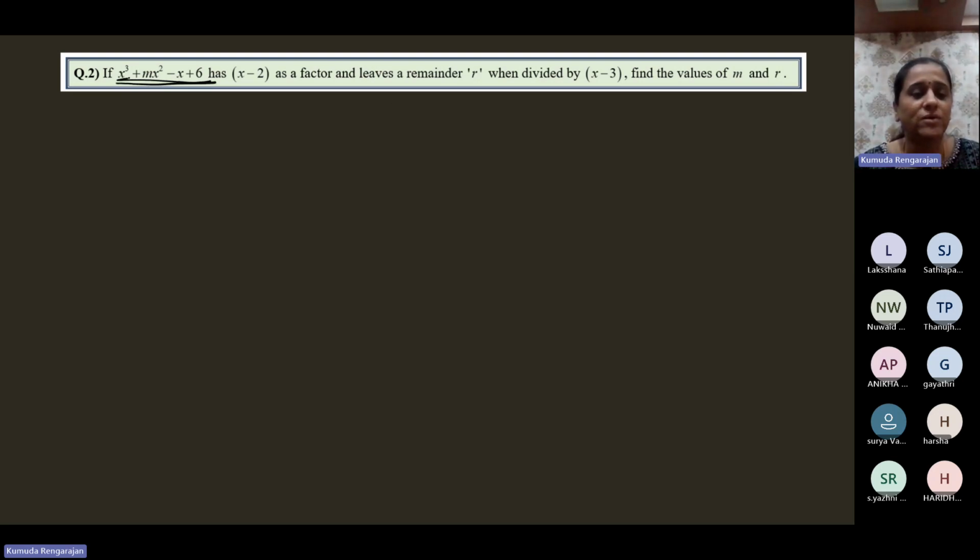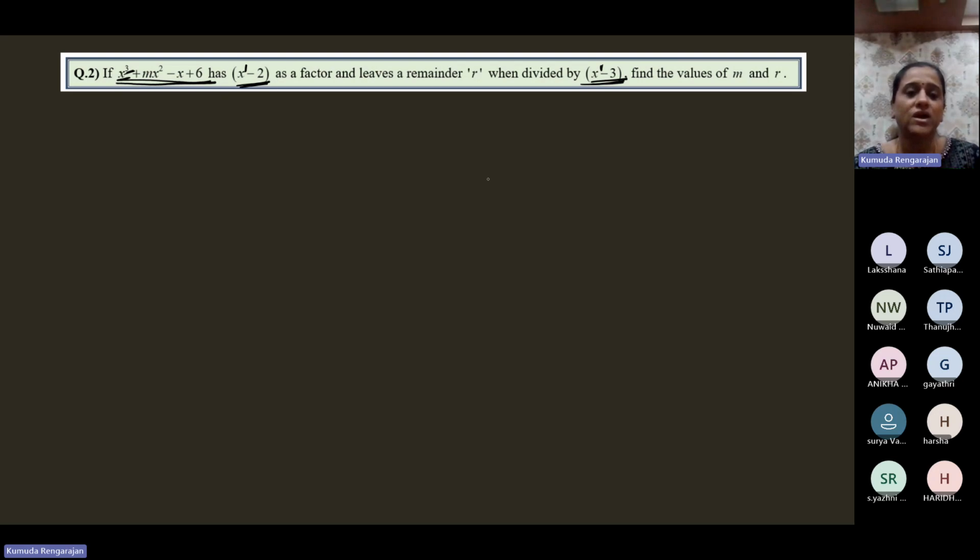As we understood, the highest power of x is 3, so it's a cubic polynomial. Now there are two more polynomials given to you, x minus 2 and x minus 3. Both of them are linear. X minus 2 is a linear polynomial. X minus 3 is also a linear polynomial because the highest power of x is 1.